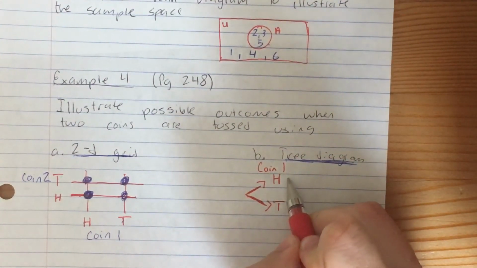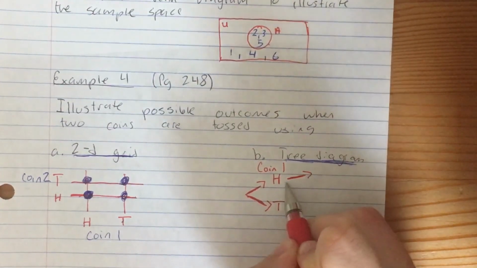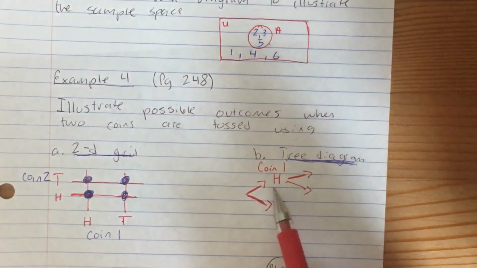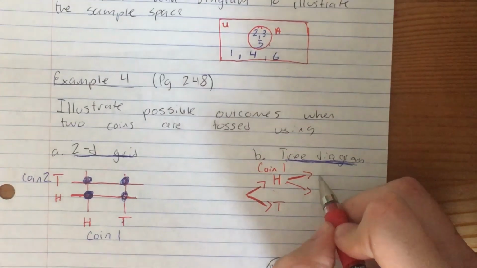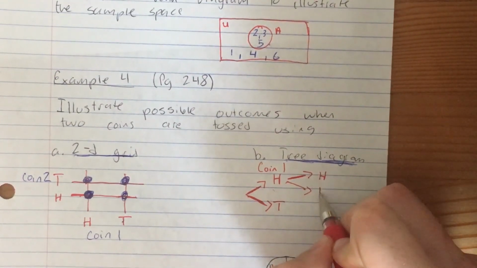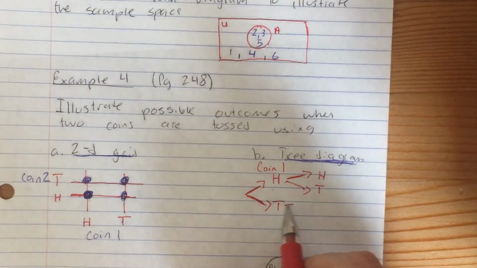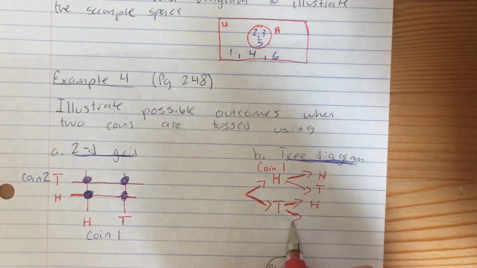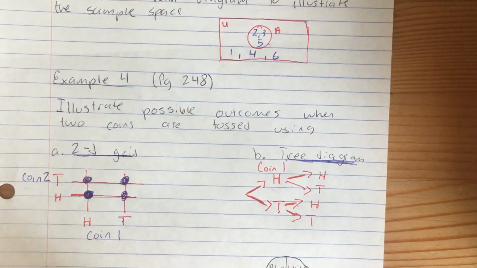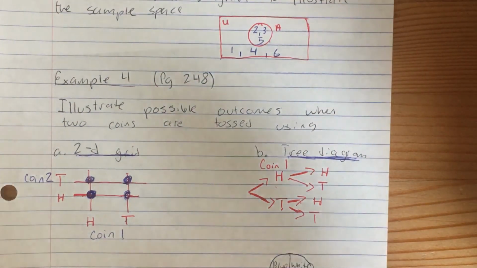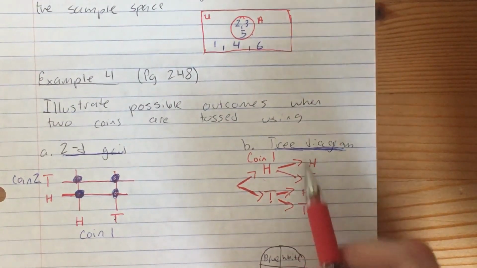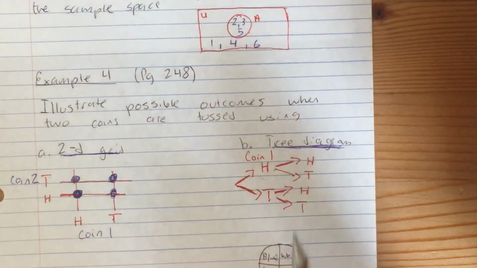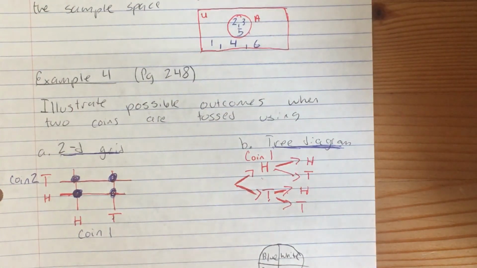Now after that initial heads, what can happen? You can get another heads or you could get a tails. Or you can get a tails first and then you can go heads, or you could go tails. And the last branch of the tree diagram shows how many outcomes you have.